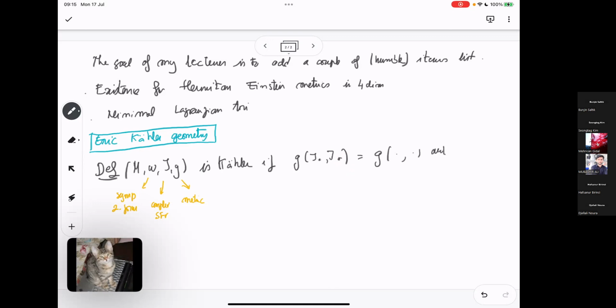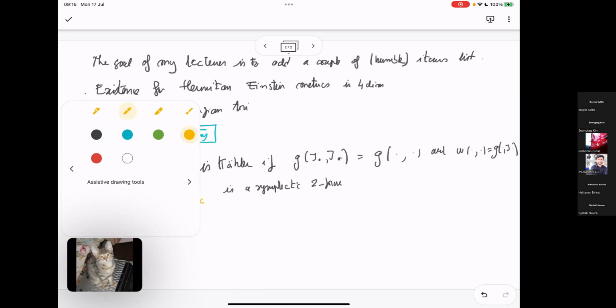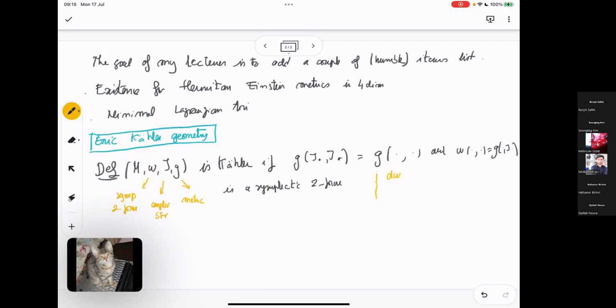And this 2 form, which is in fact determined by the metric and the J, is symplectic, which means 2 things. You probably know that, but it means, first of all, that it's closed and it's non-degenerate. So if the manifold has dimension 2D, then the highest wedge of the two form is nowhere vanishing. It's a volume form.